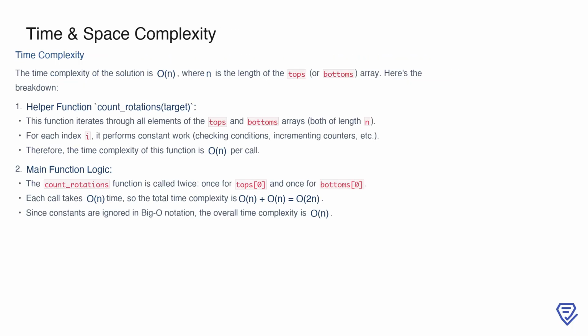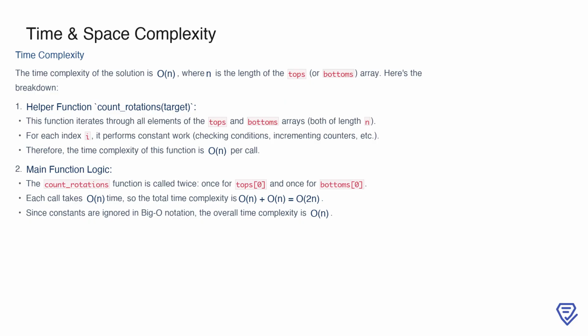The time complexity of this solution is O(n), where n represents the length of the input arrays, tops or bottoms. To break this down, the helper function count_rotations(target) iterates through all elements of the arrays once, performing constant time operations like condition checks and counter increments for each index. This results in a time complexity of O(n) per call.